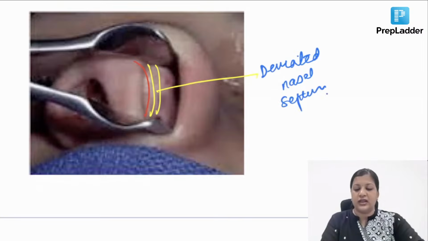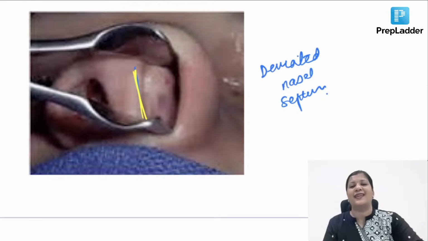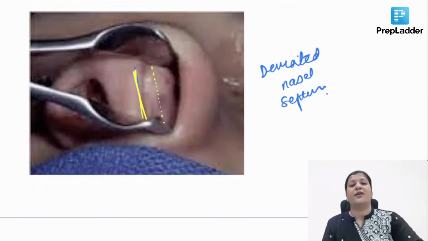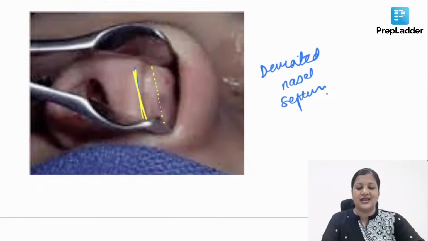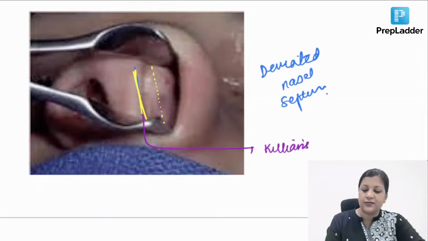Now, if I give you an image and I ask you about the incisions, okay, so if I make an incision at the caudal border of the septum, at the mucocutaneous junction, for septal correction, what is that incision called? And if I make an incision about 3 to 5 mm behind it, what will I call that as? The one that we do at the caudal margin of the septum is called Killian's incision. The one that is done behind is called Freer's incision.